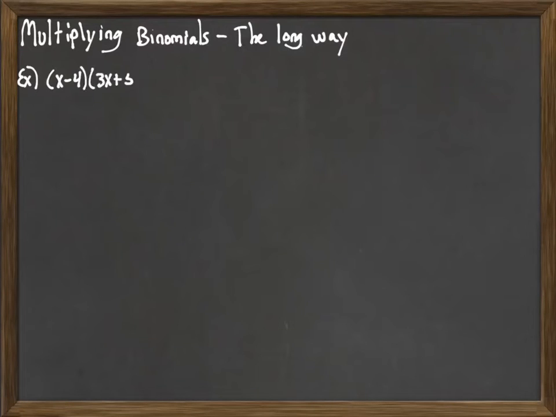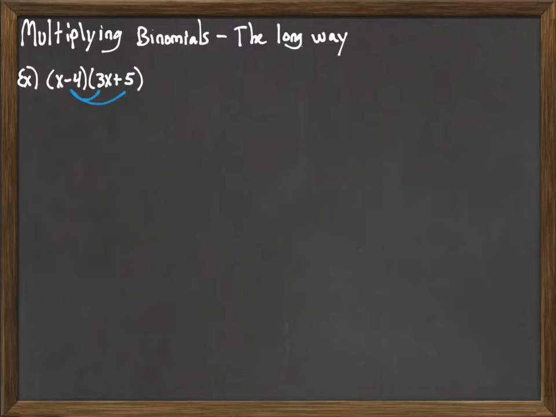So here we have the problem x minus 4 times 3x plus 5. Now, the only tool we have at our disposal is our distributive property. So using our distributive property, what we're going to do is treat that first thing there, the x minus 4, as if it's just one whole object, all stuck together inside that quantity. So we're going to be able to distribute that just like we did in the examples in the previous video where it was a single term polynomial.